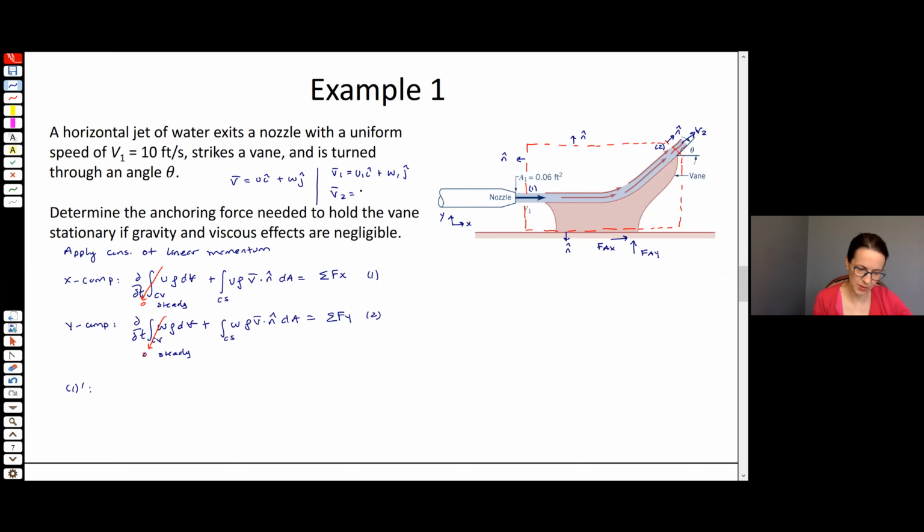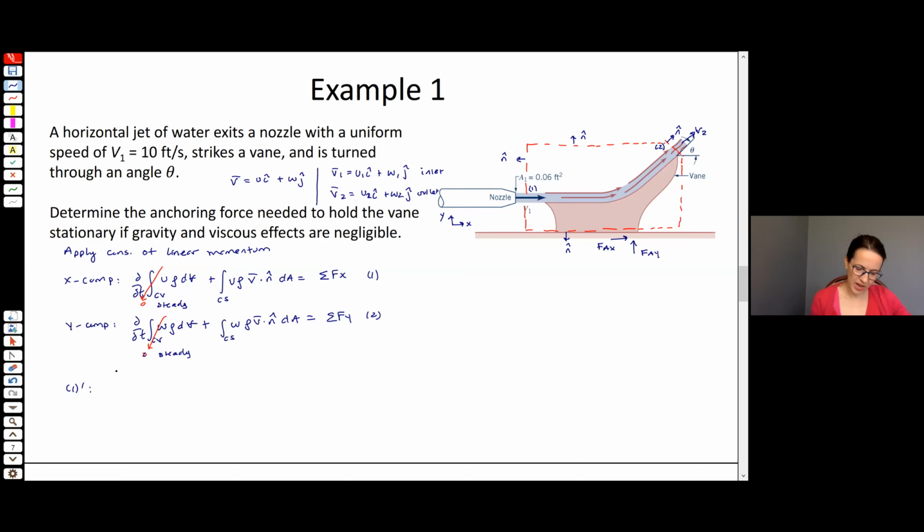v2 equals u1 in the i direction, u2 in the i direction plus w2 in the j direction, right? So we've got inlet and outlet, and I mean inlet and outlet of the control volume, right? So those are our velocities there. They're still vector expressions, right?